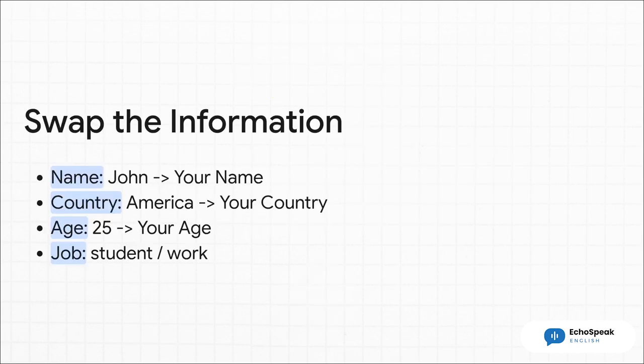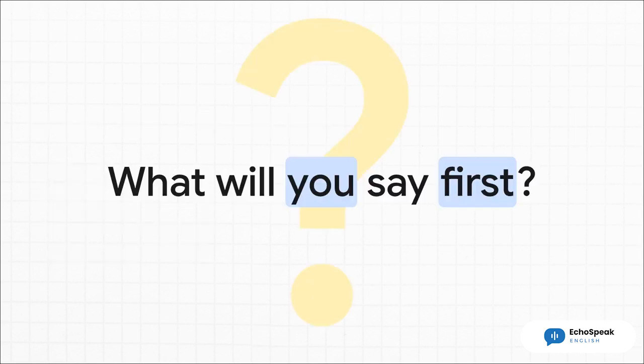Instead of John, you put in your name. Instead of America, you put in your country. You can change the age, you can talk about being a student, or what you do for work. It's like a template, and you just fill in your own story. You now have everything you need to introduce yourself in English. You can do this. So, my question for you is, the next time you get a chance, what are you going to say first? Think about it, and then go try it.